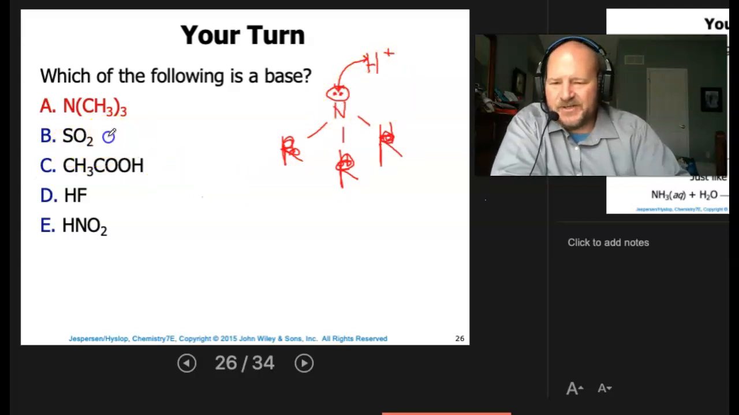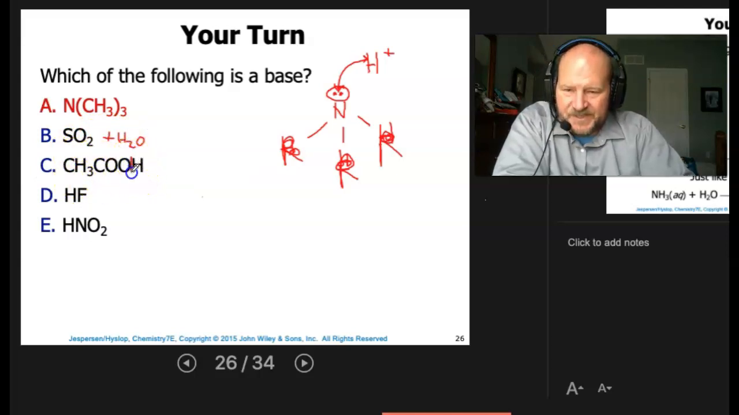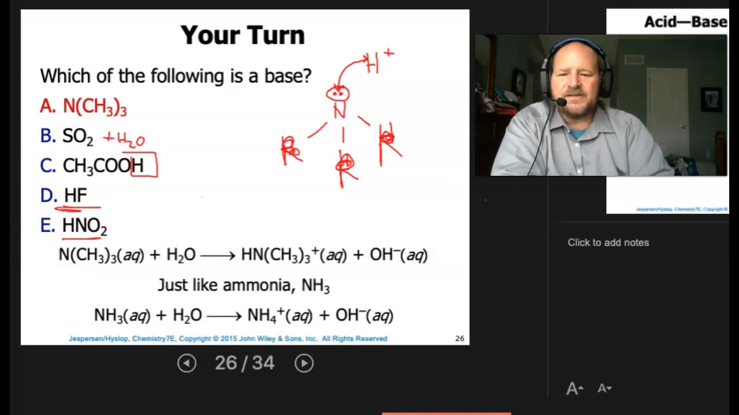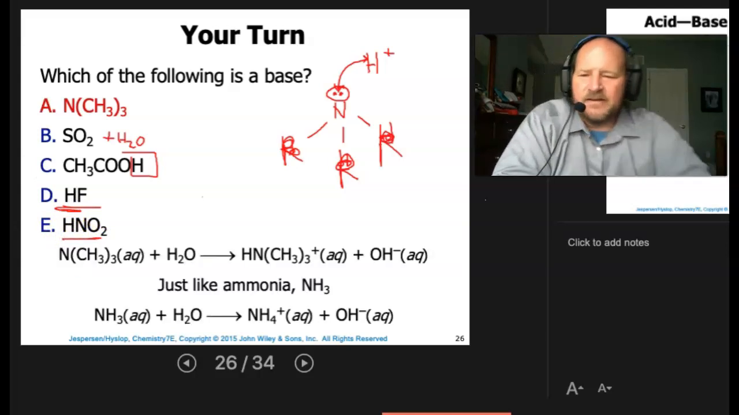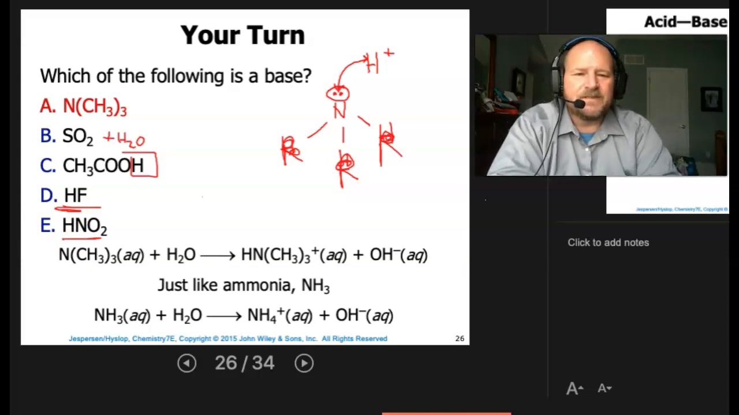If I go through here, we already saw if we add water to this, we know that's going to be an acid, right? And whenever we see that hydrogen on the outside here, this is going to be our organic acid series. So we have that hydrocarbon, a couple of oxygens, right? That's going to be an acid. HF, hydrofluoric acid, we know that's an acid. And HNO2, because it starts with a proton, is also an acid. So that means it had to be that nitrogen with the 3 methyl groups on it. It's going to act just like ammonia.